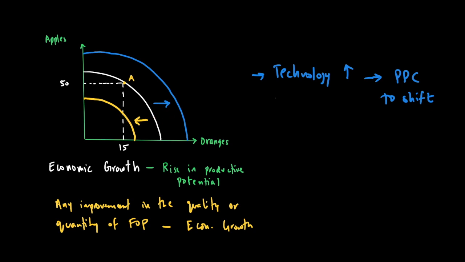Right? So anytime there's an improvement in factors of production, PPC will shift to the right. Anytime there is a decrease in factors of production, PPC will shift to the left.